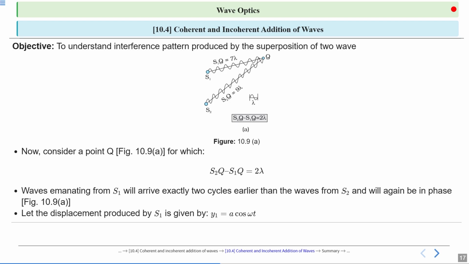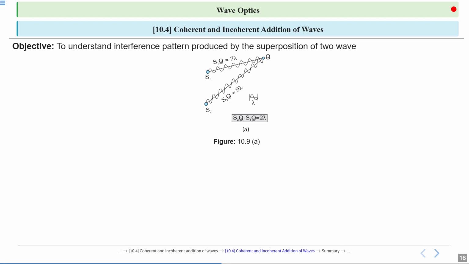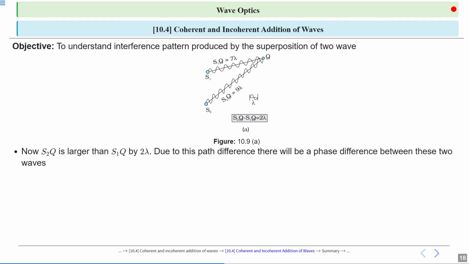So let the displacement produced by S1 be given by y1 equals a cos omega t. But now they do not have the same phase. They are in phase, but they have some constant phase difference. S2Q is larger than S1Q by 2 lambda, that's why S2Q minus S1Q is 2 lambda. Due to this path difference, there will be a phase difference.